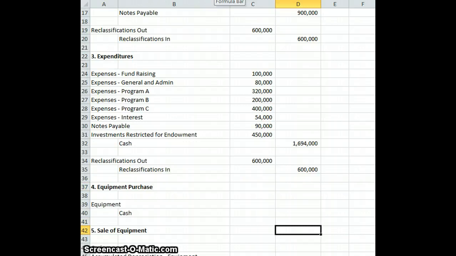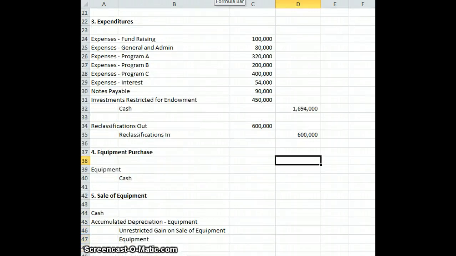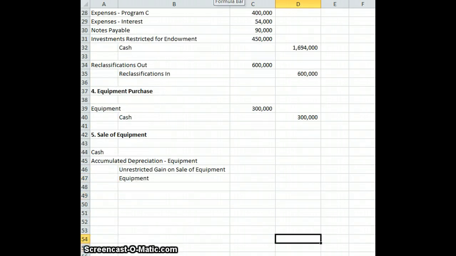Next we did an equipment purchase costing $300,000. Again, this is just like a for-profit company. $300,000 increase equipment, $300,000 decrease to cash. No difference there, no other changes that we have to make since the funds came out of there. If we were transferring funds out of restricted, then we would have to make our reclassifications in and out.